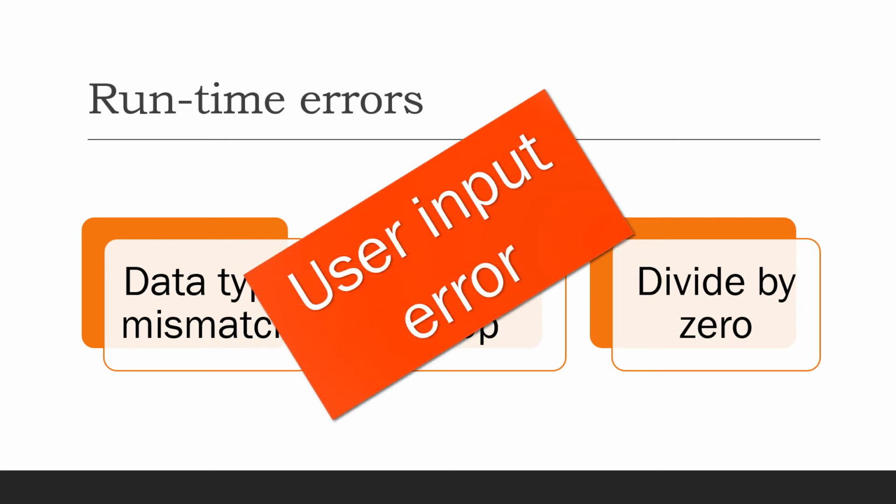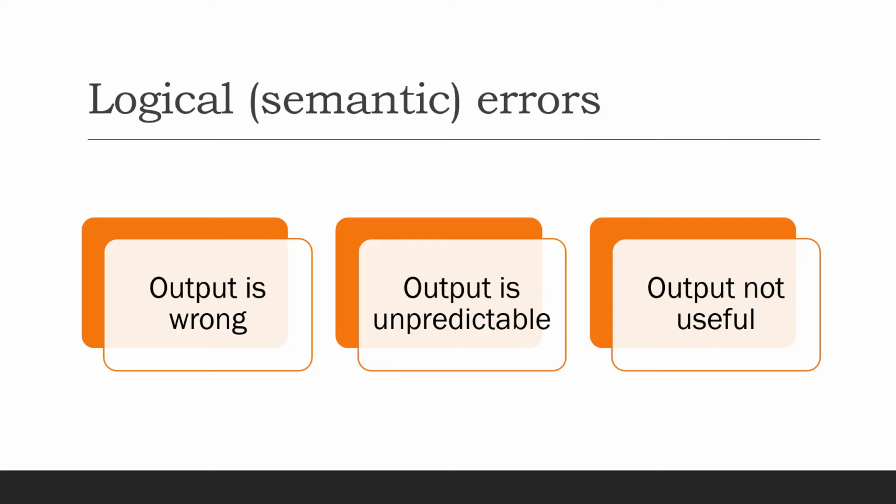And typically, when that happens, you'll get some sort of error message which the user will see when they enter their input. Not always, but that is a good rule of thumb, that a runtime error will produce that sort of error message. And finally, logical or semantic errors.